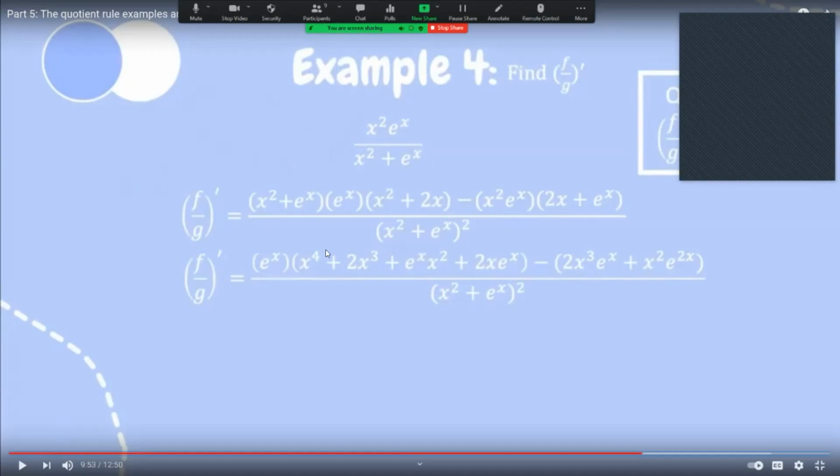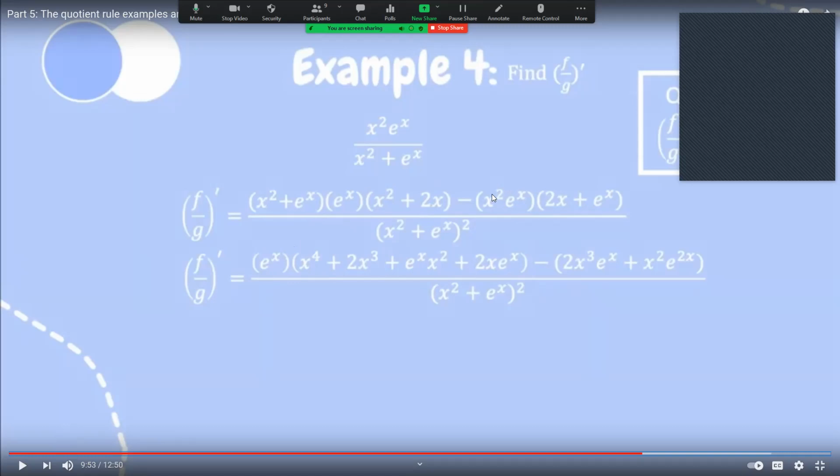I'm going to pause here just for a second so you guys can follow the algebra. This e to the x is this e to the x. And to get this expression, we've multiplied x squared plus e to the x here by x squared plus 2x here. And then this minus is this minus.